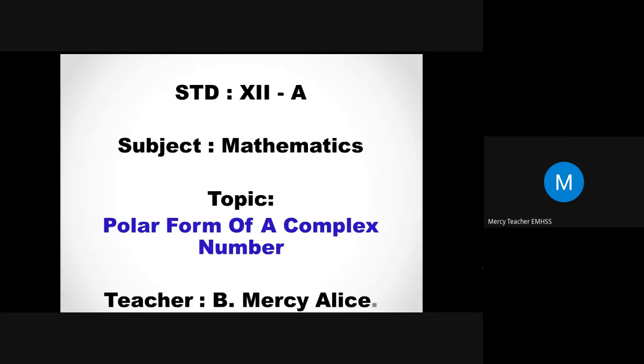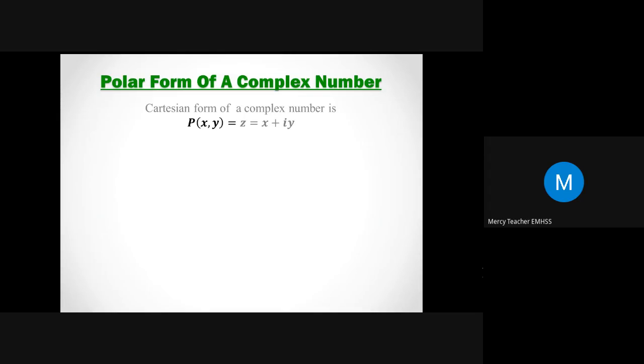Polar form of a complex number. So before we get into the topic, as we all know, the Cartesian form of a complex number. What is the Cartesian form of a complex number? It is nothing but z is equal to x plus iy, where x is the real part and y is the imaginary part. We discussed, no?